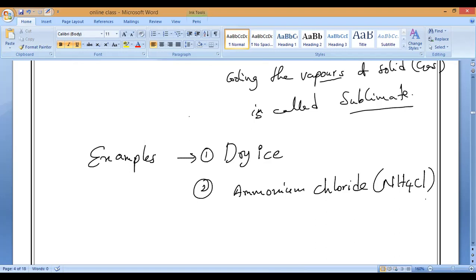NH4Cl. Please write it. Ammonium chloride. So if we heat ammonium chloride, what will happen, guys? It will directly convert into gas. If you heat it, it will directly convert into the gaseous state.